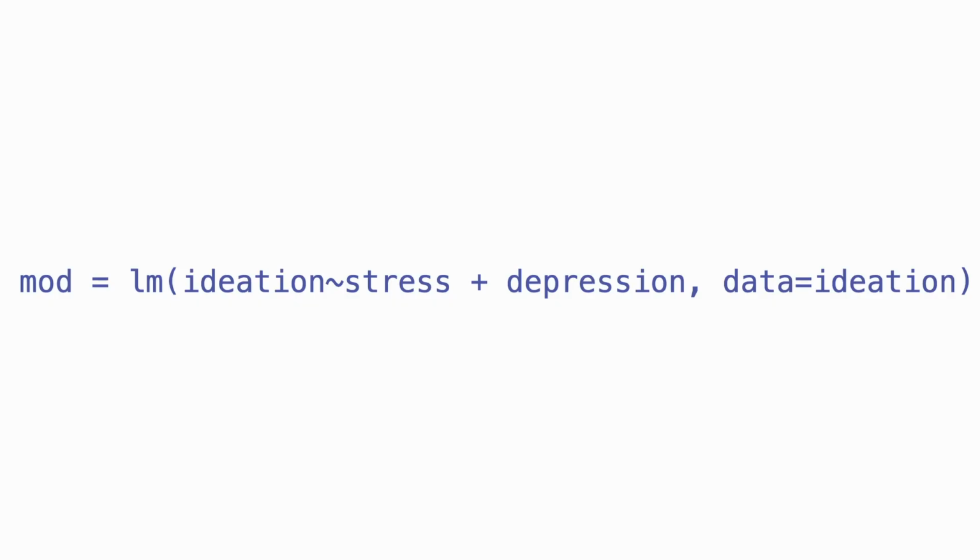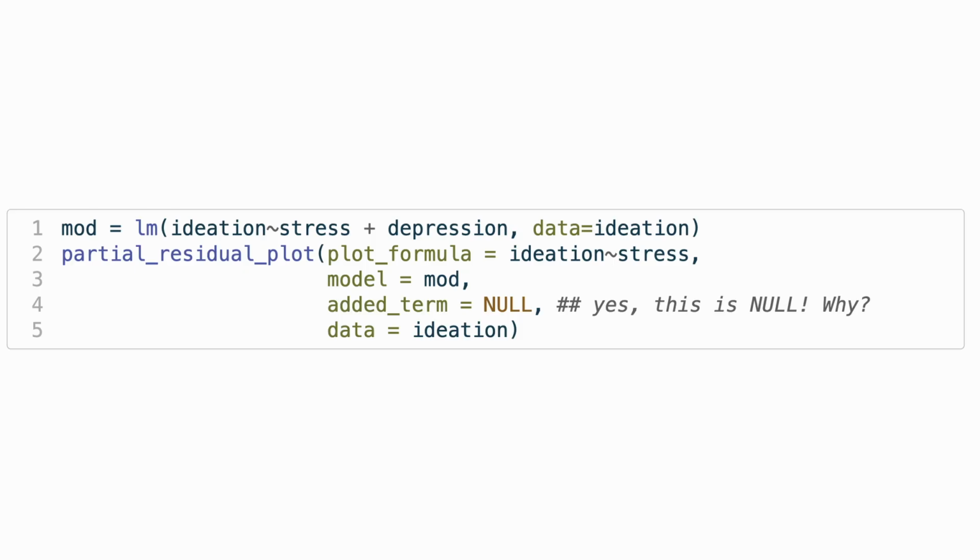Remember earlier I said in our true model, stress has a quadratic term to it. But let's say we fit this model. Ideation is a function of stress, but only a main effect, and depression. Now let's go ahead and visualize the unmodeled effects. And to do that, here's what our R code looks like. So again, we specify our model first, and then for the plot itself, we want ideation on the y-axis and stress on the x-axis. And we're telling it our residuals come from this model, and then we say added_term equals NULL. Or in other words, we're not going to add back to the residuals the fit of any of the variables. Because again, we want to see what wasn't modeled.